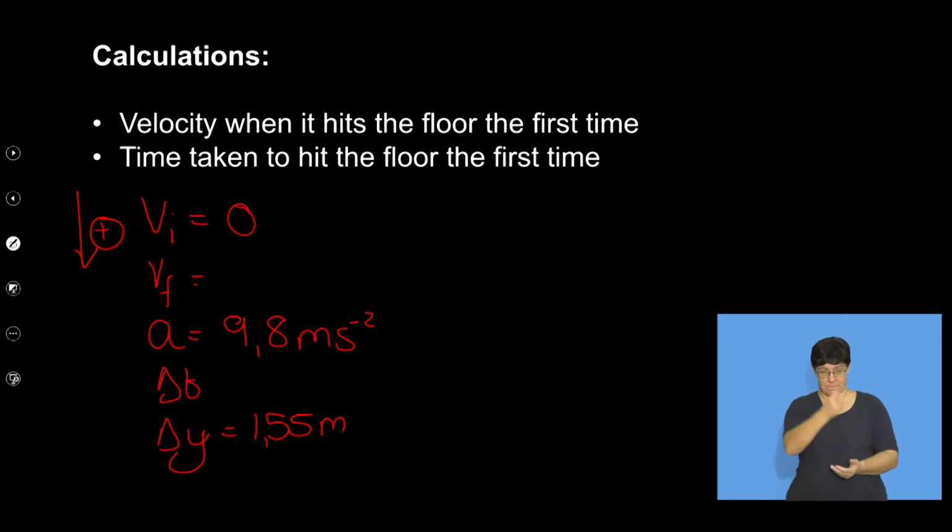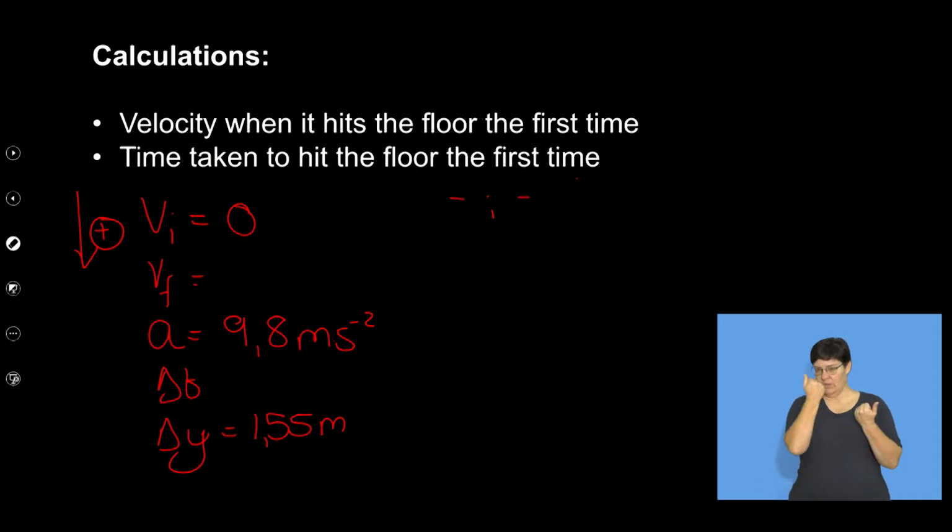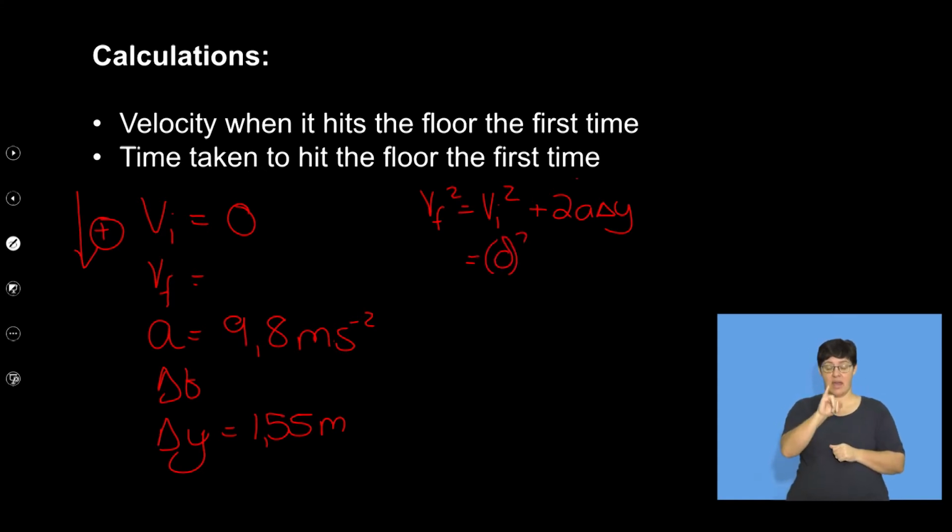Going back to our equations of motion, the best equation is delta y equals vi delta t. No, I can't use that one. I'm lying to you because I don't actually know time. So that's not a good one. The one I'm trying to get to is Vf squared equals Vi squared plus 2a delta y, where Vi is 0. This is 2 times 9.8 times 1.55. Absolutely need my calculator.